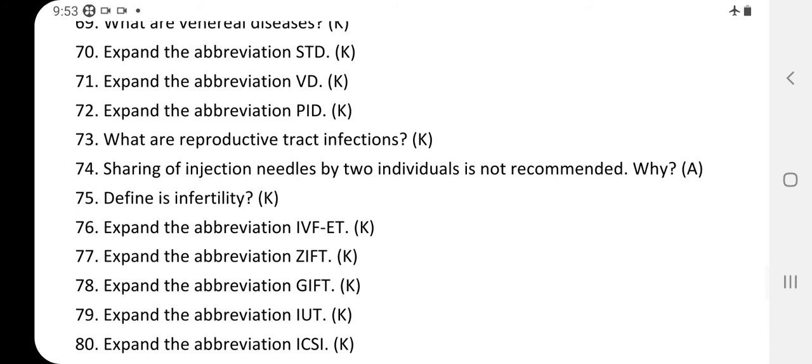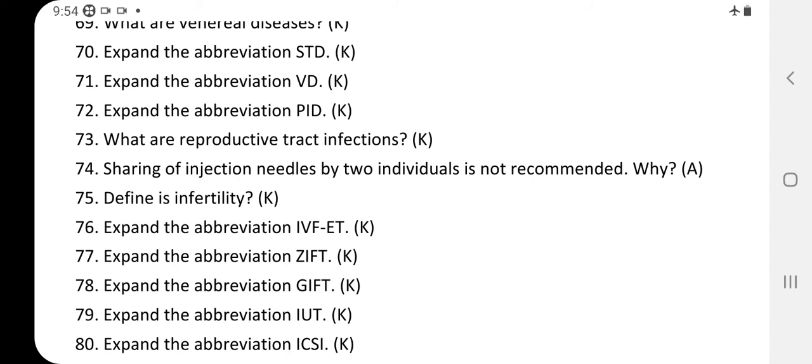Infertility is defined as the condition where a couple is unable to produce children in spite of unprotected sexual cohabitation. Next, 76th question. Expand the abbreviation IVF and ET. IVF stands for in vitro fertilization and ET stands for embryo transfer.